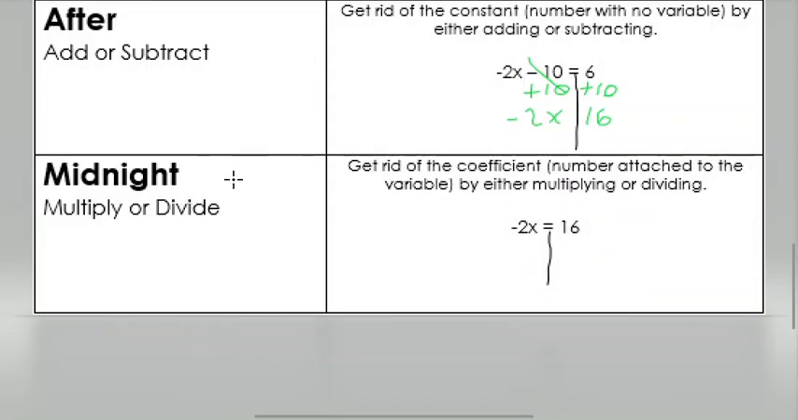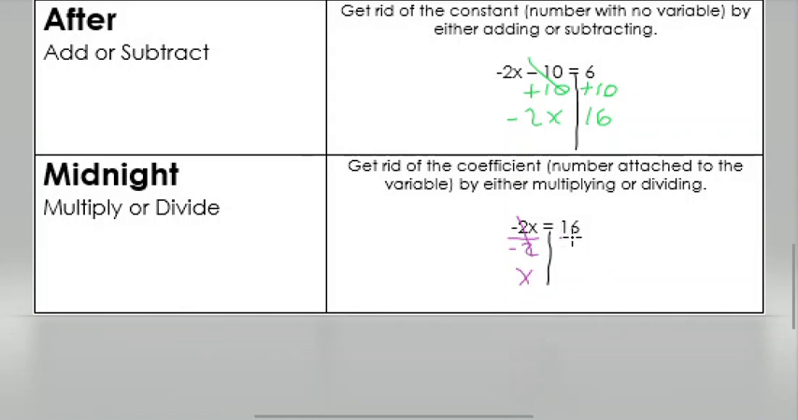All right, midnight. Don't call me after midnight. Starts with M. Multiply or divide. Get rid of the coefficient, or the number attached to the variable, by either multiplying or dividing. So I see here that I have negative 2x, and I know a number next to a letter means multiply. So I have to divide to get rid of it. So I'm going to divide by negative 2 to get rid of that and leave me with just x.